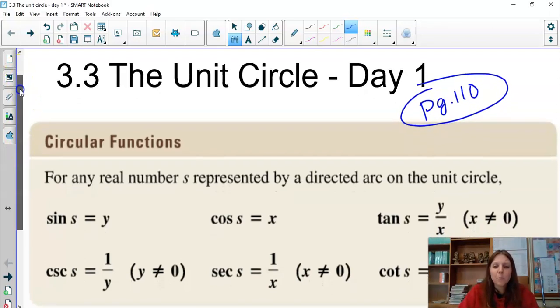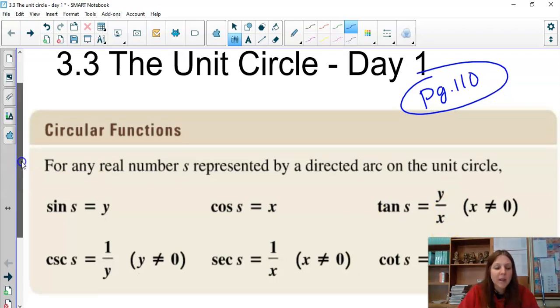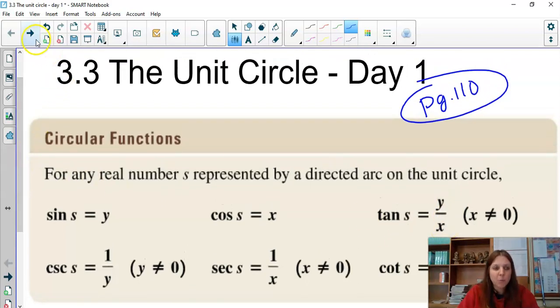Okay, so in your book, page 110, you have this chart. This tells you which values on the circle are what trig function. The sine is the y, the cosine is the x, the tangent is the y divided by the x, and these other three are the reciprocals.